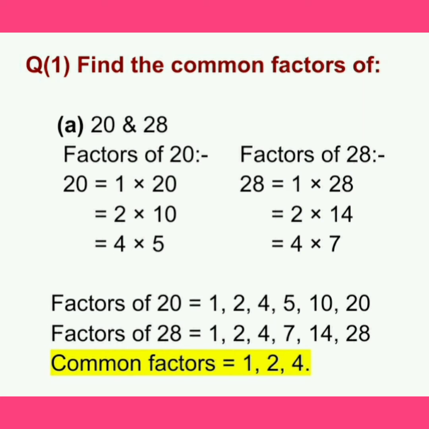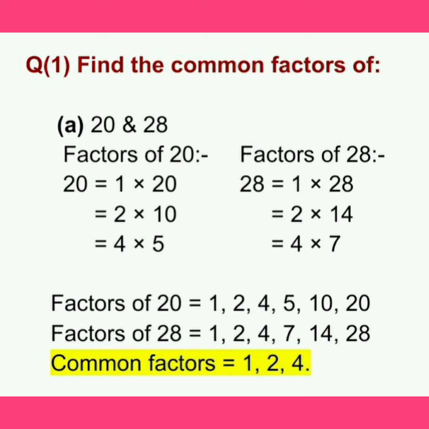Now, question 1. Find the common factors of 20 and 28. I have shown you the method of finding the factors, so we will finish it quickly. Factors of 20: 1, 2, 4, 5, 10 and 20. And factors of 28 are 1, 2, 4, 7, 14 and 28. So the common factors that appear in both the lists are 1, 2 and 4.